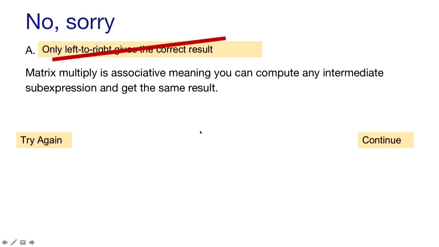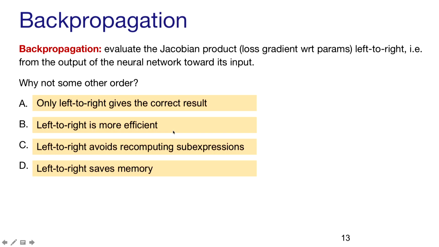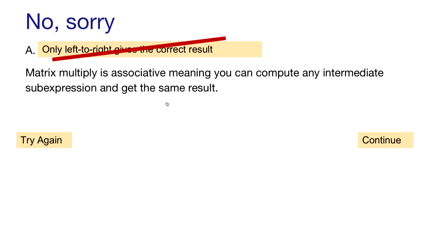All right, so, sorry, let's go back. All right, so I think most people figured out this was not right. It's a composition of matrix multiplies. Matrix multiplies are associative, right? So you can pick any bracketing of the long matrix product expression, and it's still going to give you the same answer. So that's not right.